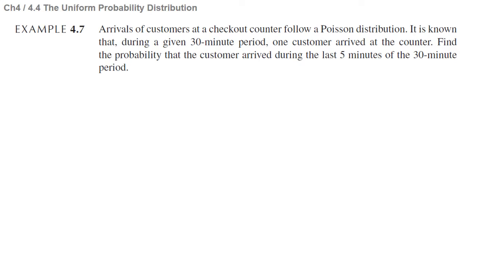Let's look at example 4.7. Arrivals of customers at a checkout counter follow a Poisson distribution. So the number of arrivals in a given time follows a Poisson distribution with parameter lambda. It is known that during a given 30-minute period, one customer arrived at the counter. Find the probability that the customer arrived during the last 5 minutes of the 30-minute period.